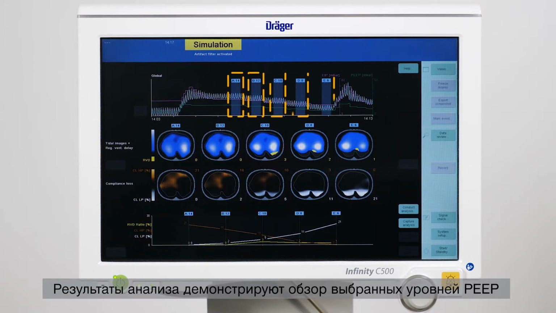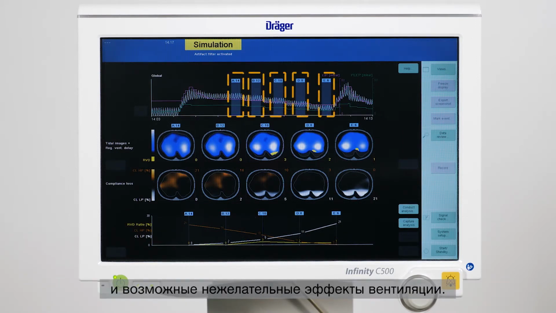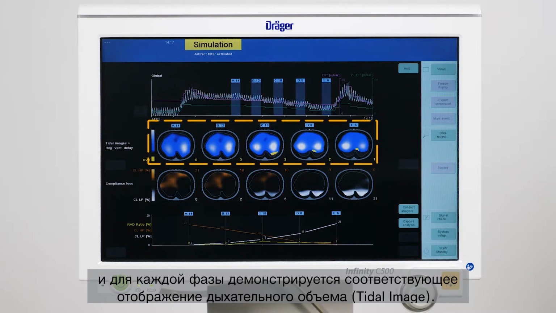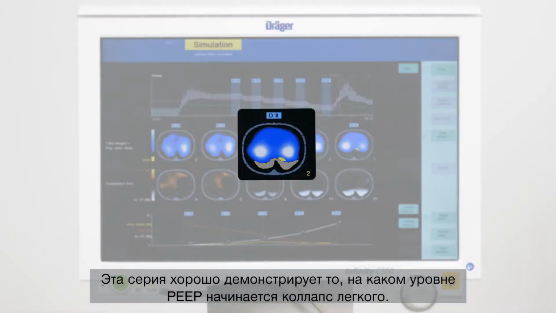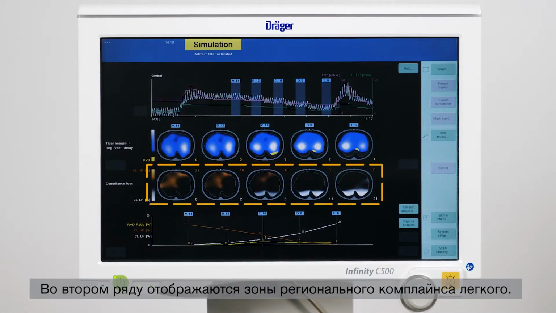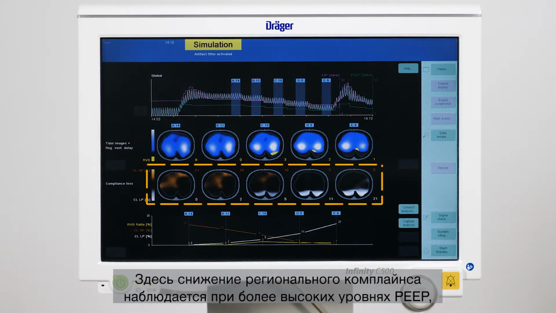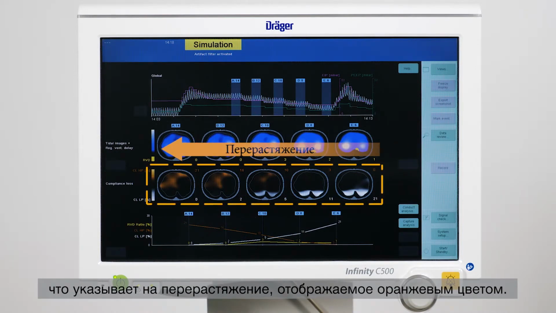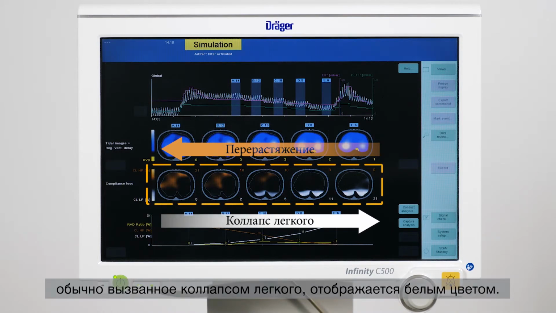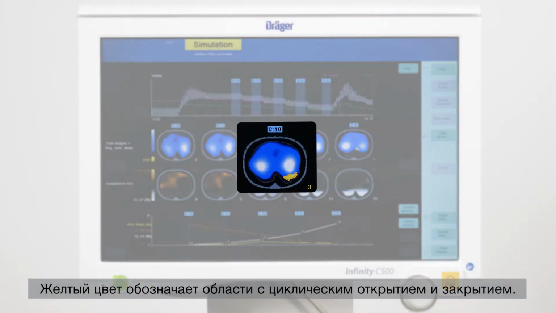The results of the PEEP trial analysis show an overview of the selected PEEP levels and the possible adverse effects of ventilation. In this clinical example, 5 PEEP steps have been identified, and for each step the corresponding tidal image is displayed. This series already displays nicely at which PEEP level major lung collapse starts. The second row displays maps of regional lung compliance. Here, the loss of regional compliance towards higher PEEP levels, which indicates overdistension, is displayed in orange color. In contrast, the loss of compliance towards lower PEEP levels, typically caused by lung collapse, is displayed in white color. The yellow color indicates regions with cyclic opening and closing.